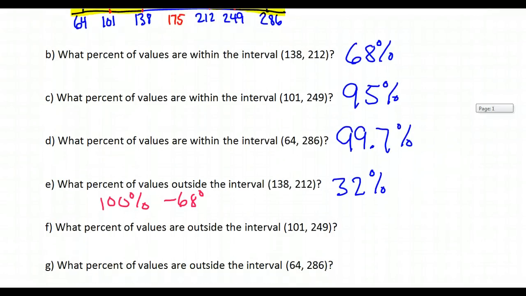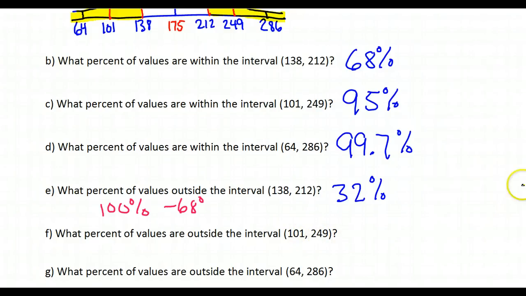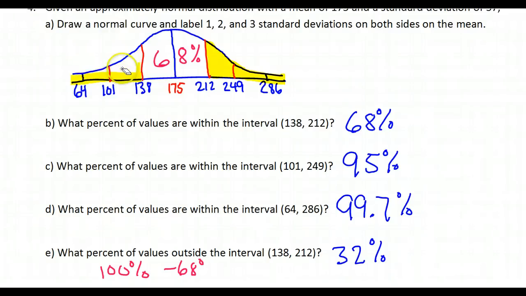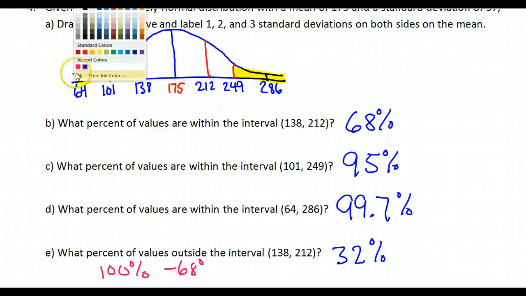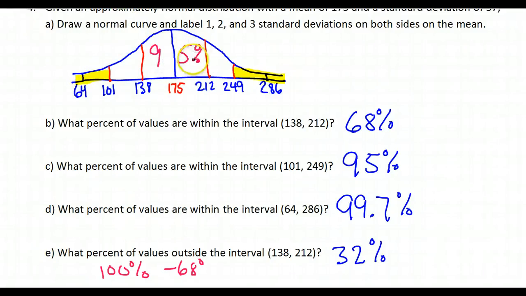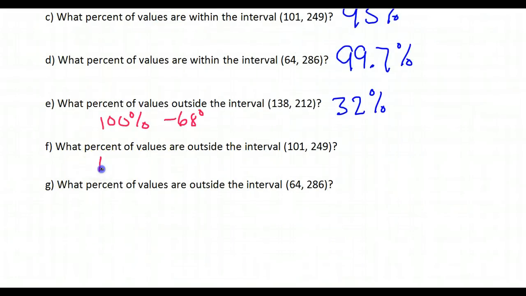What's next? What percentage of the values are outside the interval 101 to 249? Here's 101, so I've got to be outside, and here's 249, so I've got to be outside. Same type of deal as before, but now we are outside the interval. This is 2 standard deviations, this white area, and we know that is 95%. So this time I'll do 100% minus 95%, and obviously that is 5%. So 5% of the data is right there.